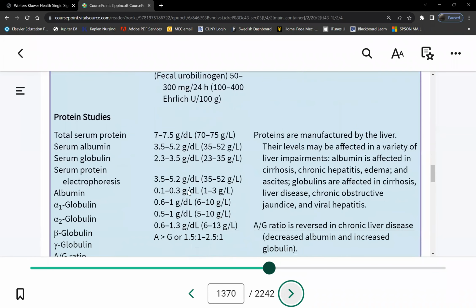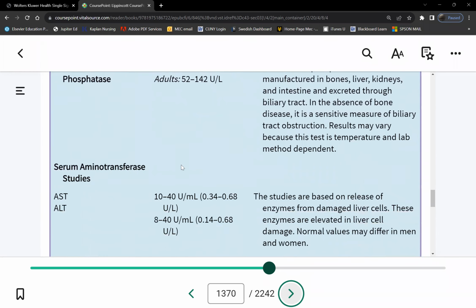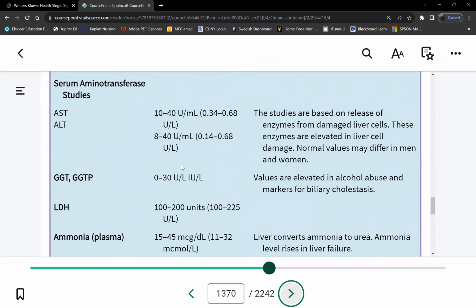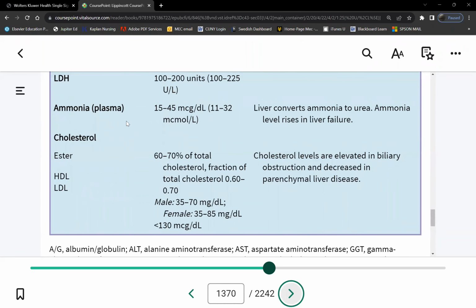Here's the protein. Again, I'll give you the reference range and the patient's results. Not all of them, because there'll be a long question and you'll be scrolling a lot. So I'll just pick out the AST, ALT, albumin, protein, cholesterol and ammonia.